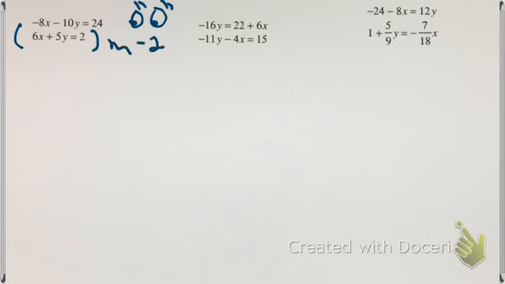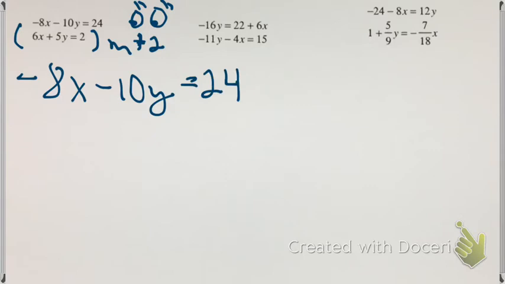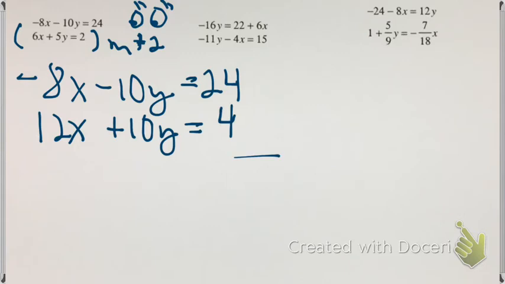And the reason why, this is the whole start, is that I'm going to get, actually I'm going to multiply by positive 2. Sorry about that. That way I get minus 8x minus 10y equals 24 on top. And on the bottom, I'm getting 12x plus 10y equals 4. And you can see where we're going with that. We're eliminating the y's on this one. And by doing that, we're going to add these two equations together.